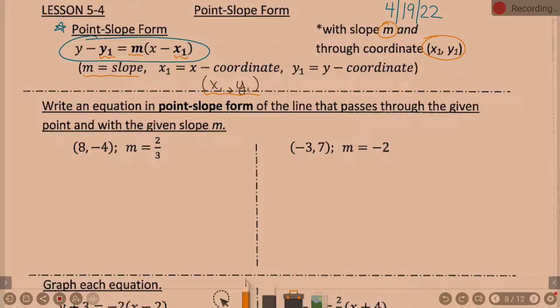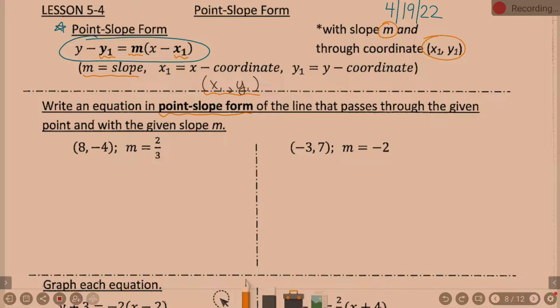So, write an equation in point slope form of the line that passes through the given point with the given slope m. Look at what we're given. Just like yesterday, we're starting off with really, really easy type. We have the ordered pair 8, negative 4. I'm told m is 2/3. What's m stand for again? Slope. There we go.